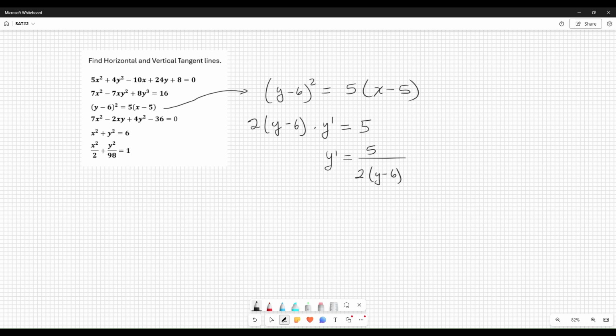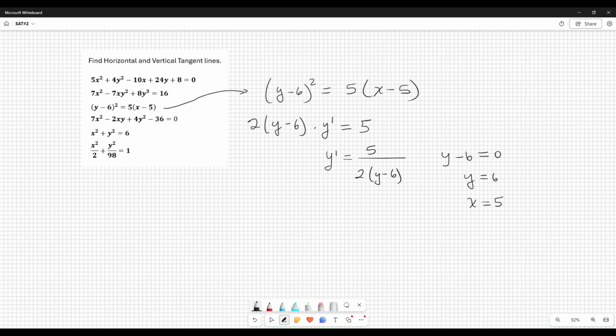But infinity is a vertical line, yes, at y minus 6 equals 0. Now y minus 6 equals 0 is y equals 6. And y equals 6, when you substitute in the original equation, 6 minus 6 is 0, corresponding with x equal 5.